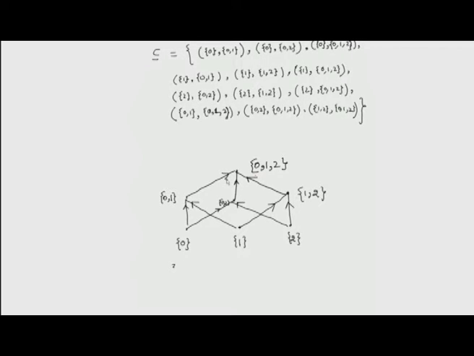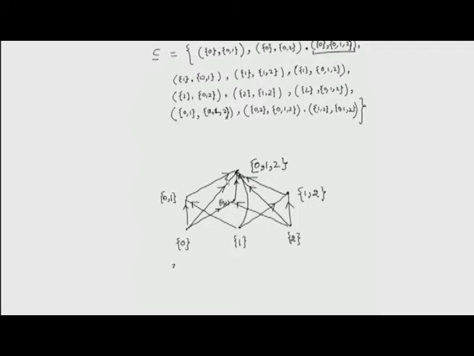We have missed out a few things. For example, we have missed out this one. So, we have to connect 0 to 0 1 2 because they are related. Yes, we have to connect 1 to 0 1 2 and we have to connect 2 to 0 1 2. Now, we have got all.